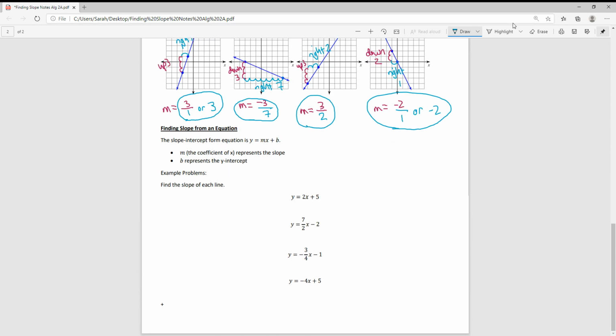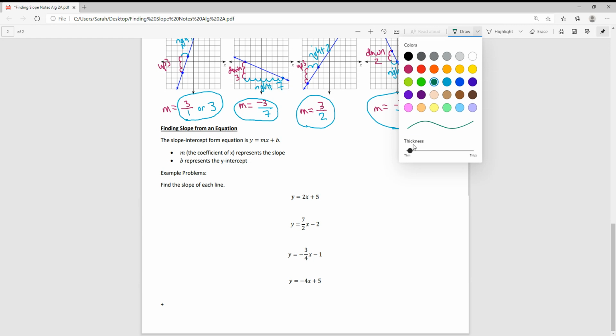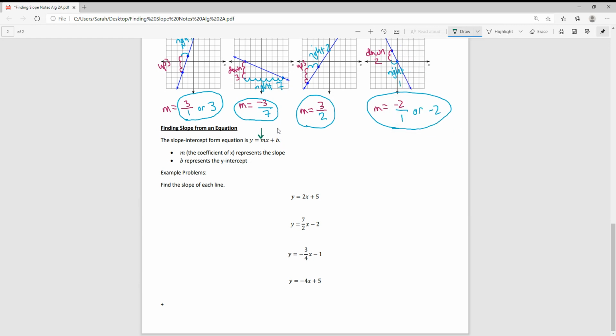You've probably seen the slope-intercept form equation before. Slope-intercept form is y equals mx plus b. Typically speaking, we have numbers filled into the m spot and the b spot. The number that we care about today is the number in the m spot, because all we care about today is slope. So the number in front of x, or the coefficient of x, m, is your slope. Whatever number is in this spot right here is our slope. So all we're going to do is look at these equations and say what number is the slope.